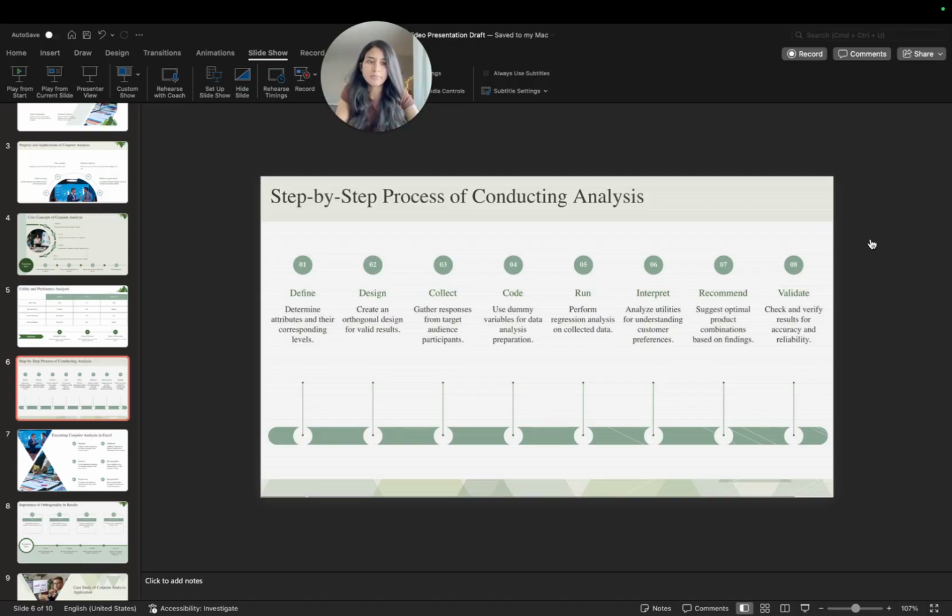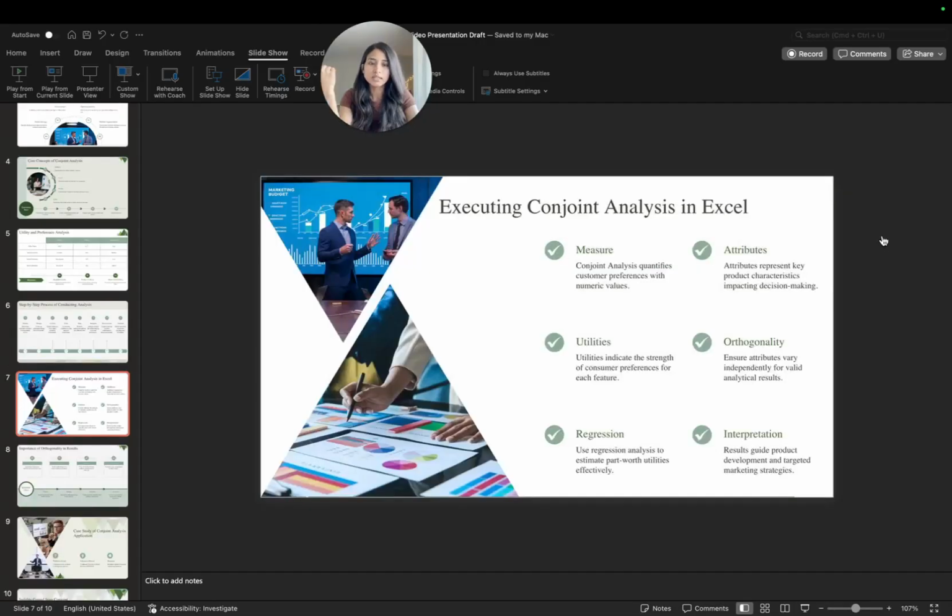When you conduct the regression analysis, you create the regression equation that becomes the base to determine a customer's preferences. Then we have to create a utility with its support utility, which will be explained in the next segment. And we have to do the orthogonality test. The orthogonality test ensures that attributes vary independently for valid analytical results, where correlation is used based on the Excel formula. Based on the results given by the regression equation and correlation for orthogonality, we come to a conclusion and interpret the results for the data given to us.